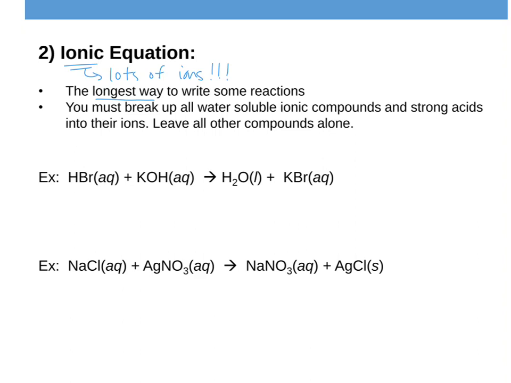And the idea here is that you're going to want to break up all the water-soluble ionic compounds and all the strong acids into their ions. You're going to leave all of the other compounds alone. You're not going to change them. So you don't change covalent compounds. Leave them alone. Those are the things that have a small difference in electronegativity or no difference. You're going to leave covalent compounds alone. You're going to leave the insoluble ionic compounds.